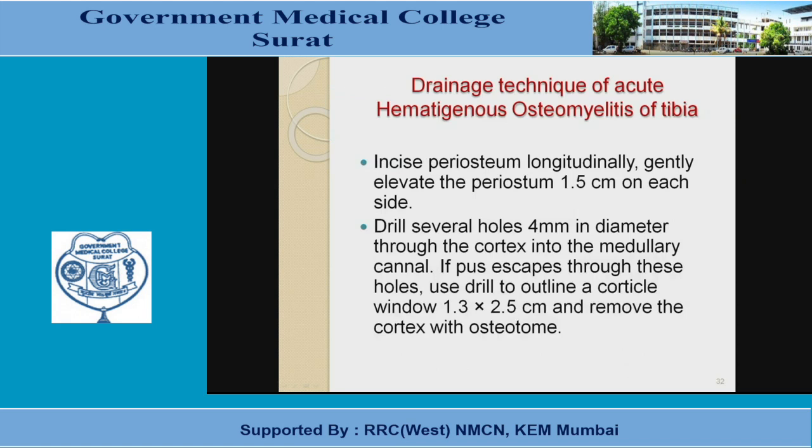So what are the drainage techniques of osteomyelitis? Whichever the location, we have to open the skin, subcutaneous tissue, and reach the periosteum. After proper dissection, incise the periosteum longitudinally and gently elevate the periosteum 1.5 cm on each side. If a subperiosteal collection is present, it can come out at the time of the incision of the periosteum. If pus is not drained out, then it might be inside the medullary cavity. So we have to drill a hole 4 mm in diameter and remove a small window of the cortex to drain out the medullary canal.